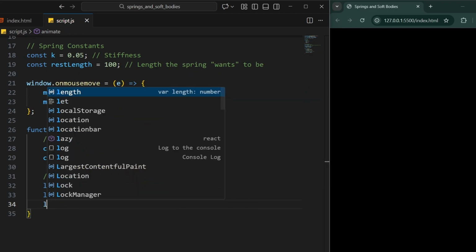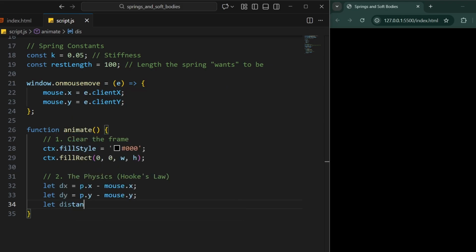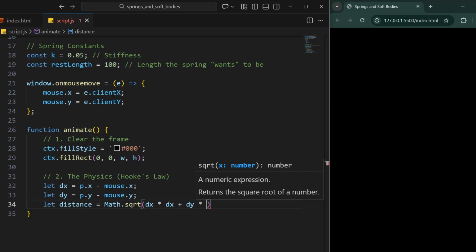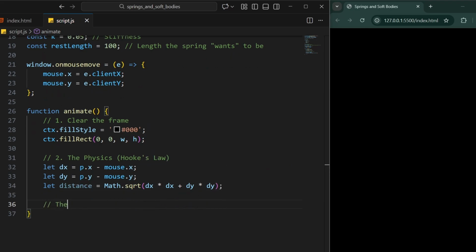First, we calculate the distance to our anchor. This is the exact same math we use for gravity. Distance tells us how far reality has drifted away from equilibrium. But here is the change. Instead of just using distance, we find the stretch. This is the difference between where the particle is and where the spring wants it to be.